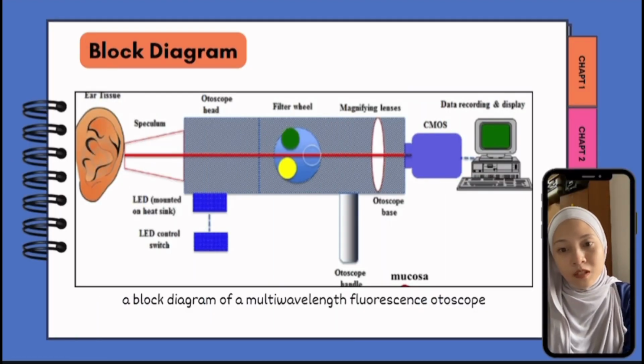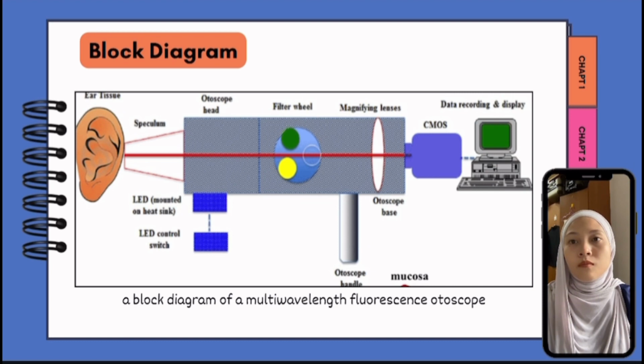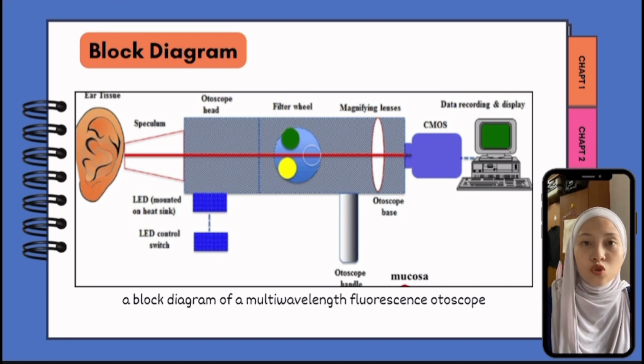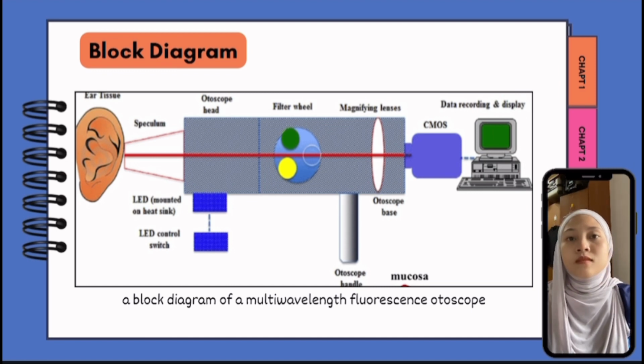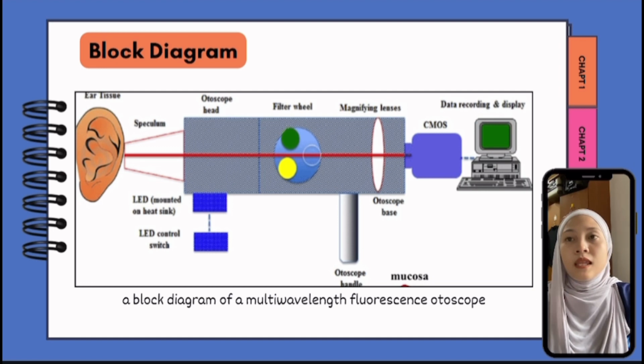With the principle and the fundamentals covered, now let's move on to the block diagram of the otoscope. Here is the block diagram of the multi-wavelength fluorescent otoscope. This is a more advanced device used to visualize the middle ear in more detail than the traditional otoscope. Here, I would like to explain each component labeled in the diagram.